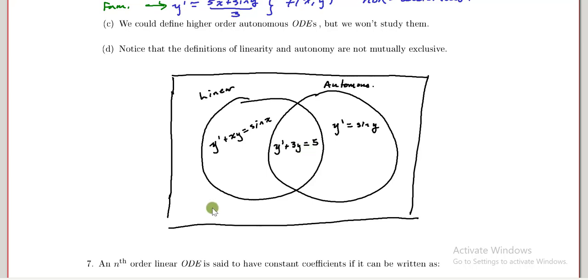Likewise, we can have ODEs that are neither. We could have y prime plus the sine of y is equal to 3x, and we see that this ODE right here is neither linear because of the sine of y term, nor autonomous because of the independent variable x showing up here. So be careful trying to draw hierarchies for these definitions. Stick to the scripts of these definitions.